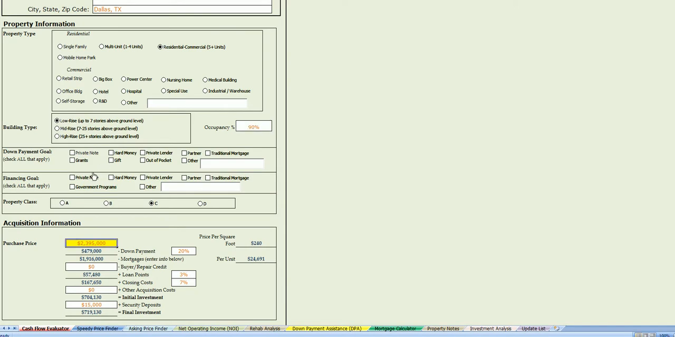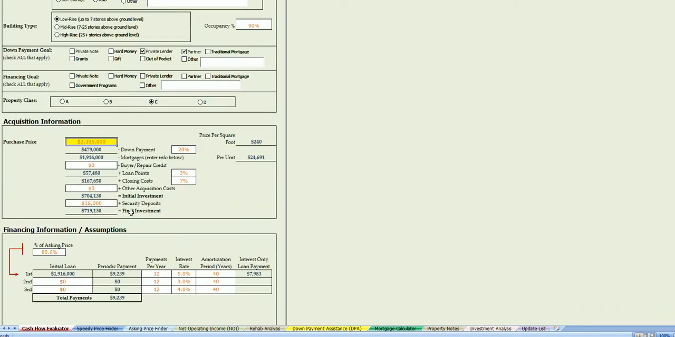Okay, and so basically you could fill all of this in later. We don't really need all of this stuff to do a quick and dirty analysis, but you can click all of this stuff if you wanted to at some point in time, to determine what you're going to be doing. This property looks like a C class. Most of them are going to be C, and I actually put the purchase price in. If you want to do 0 cash down, we have to change this. We're going to go ahead and change this to 0 down.